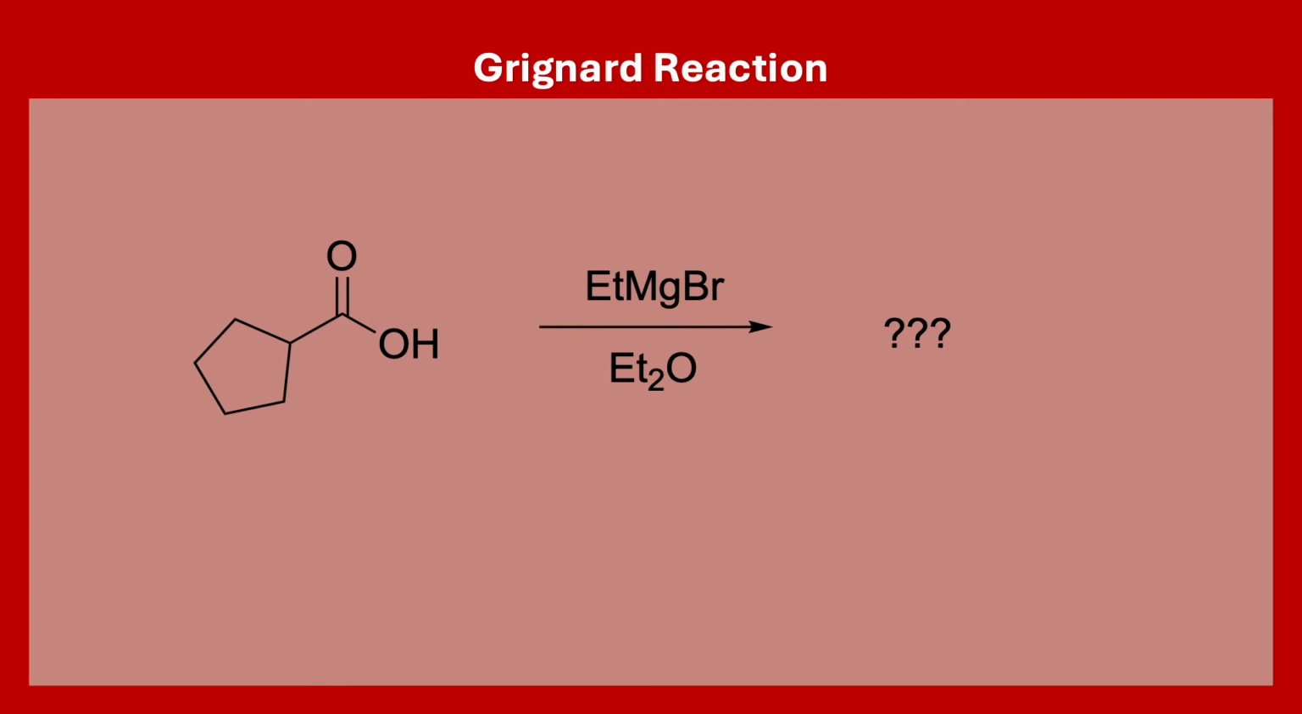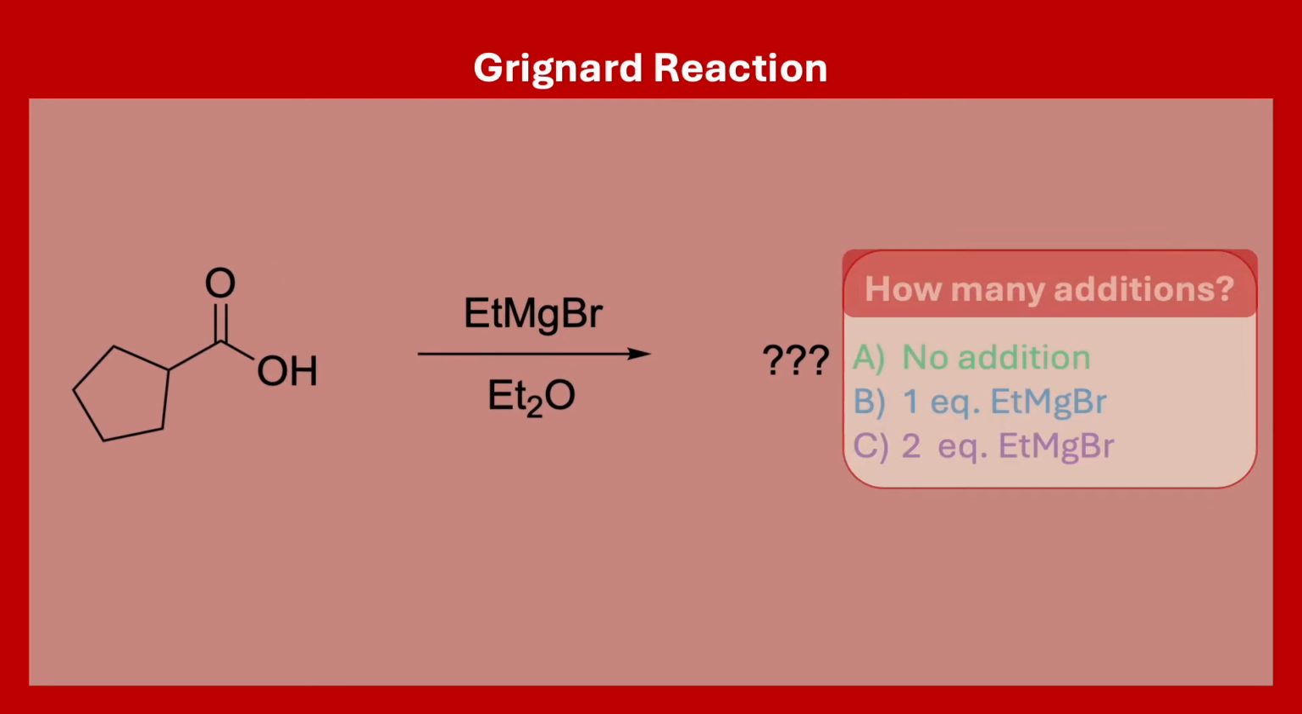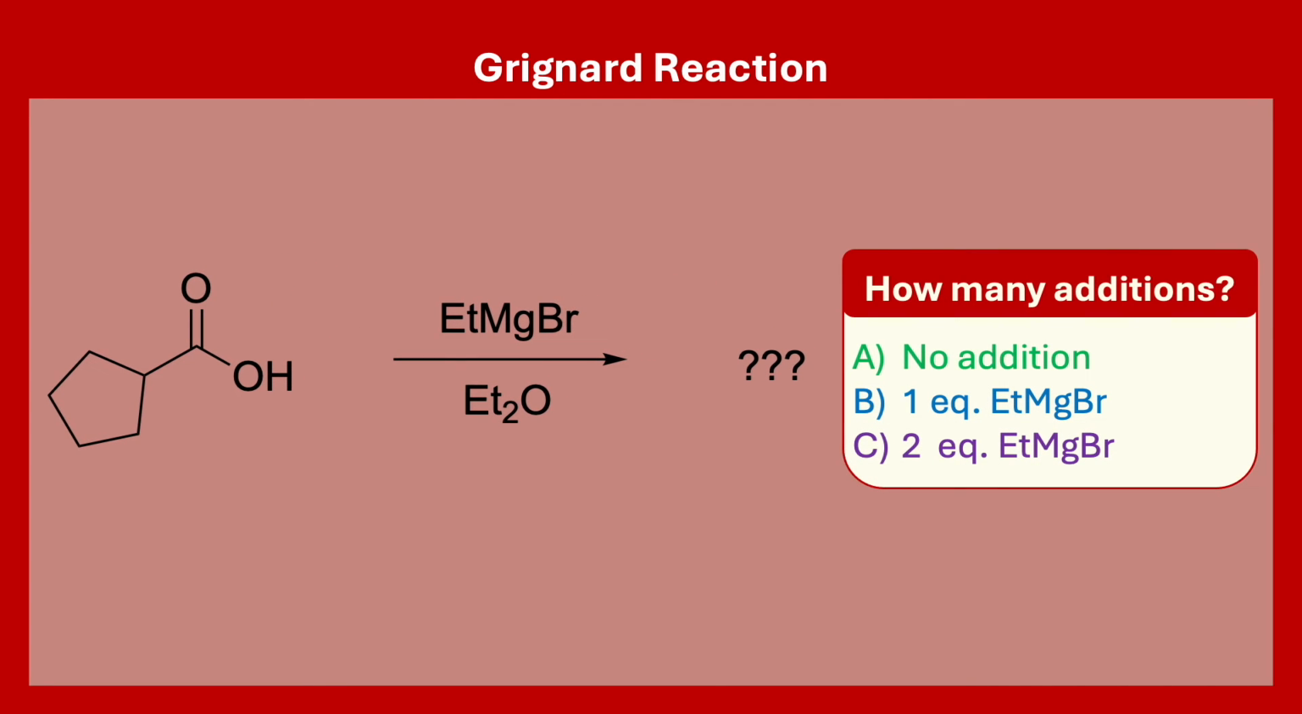What would happen now if the ketone above was replaced with the equivalent carboxylic acid? Would there be no addition by the Grignard, the addition of one ethyl group, or the addition of two ethyl groups?